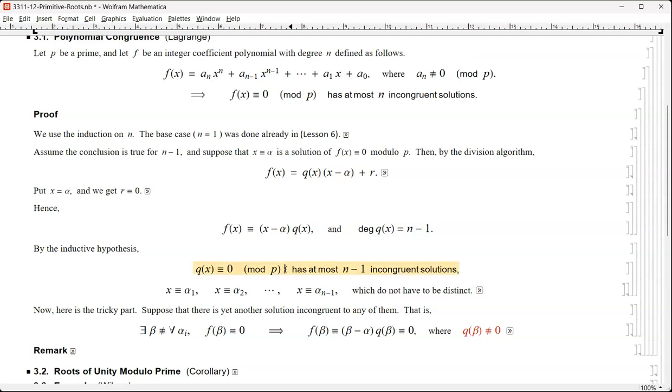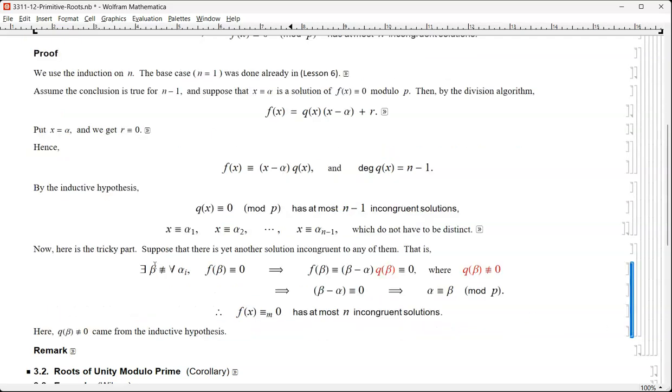Why? The inductive hypothesis says q of x congruent to 0 has at most n minus 1 incongruent solutions, and they're listed alpha 1 through alpha n minus 1. Beta is different from all those, so q of beta should not be 0. So that's non-zero, so we can divide it away.